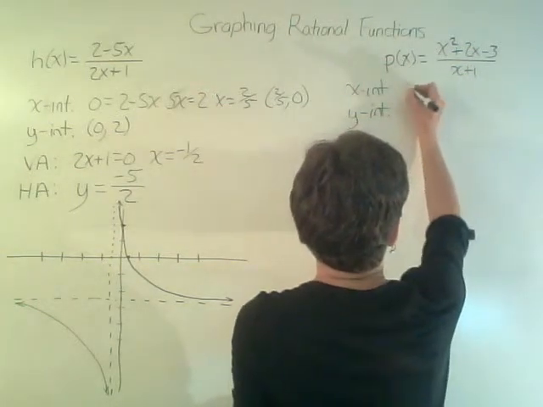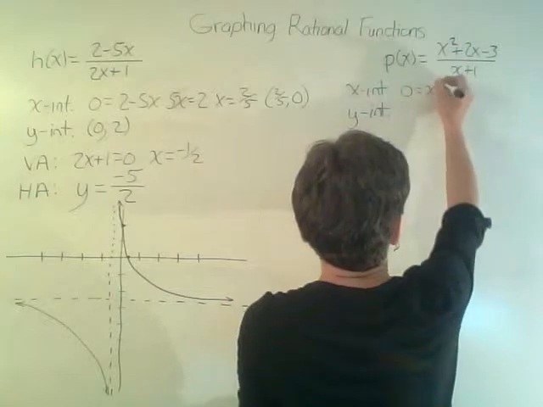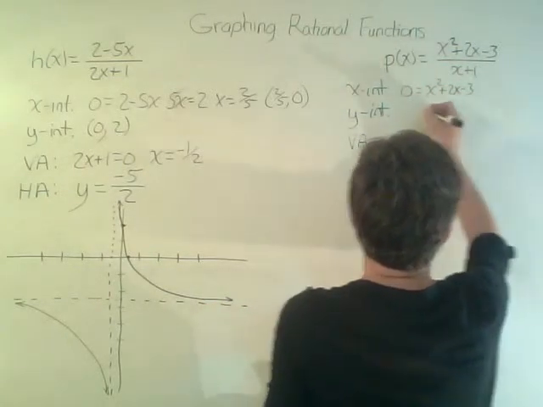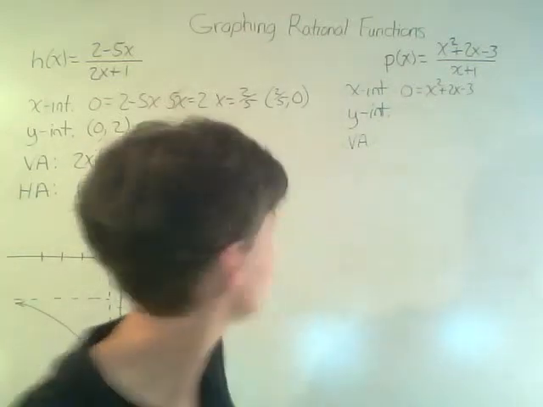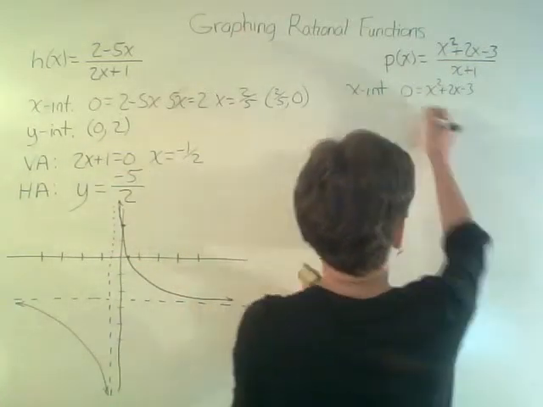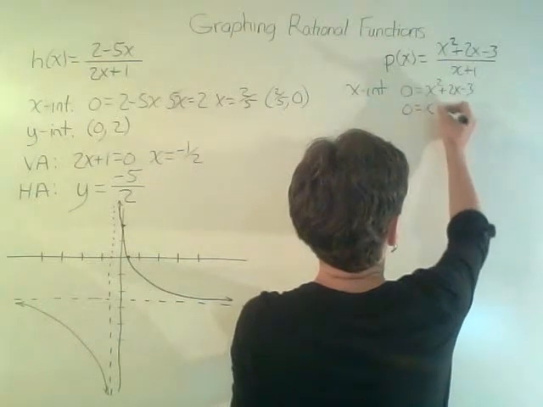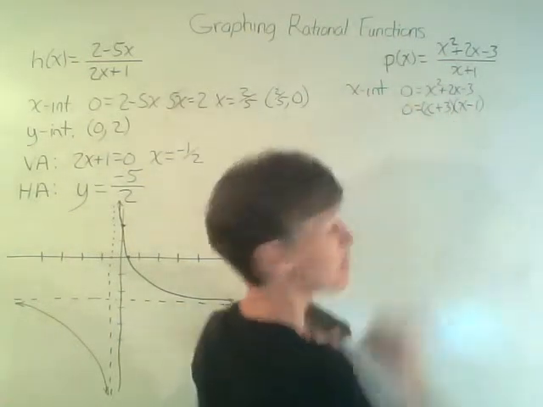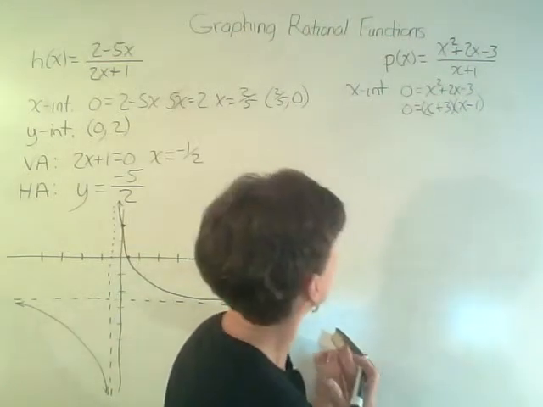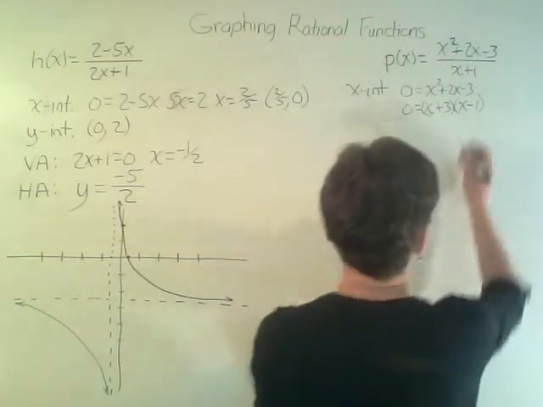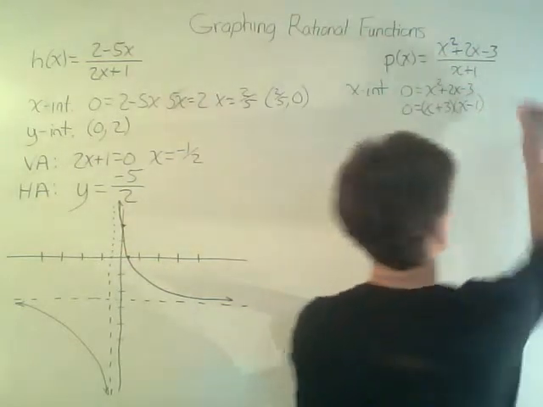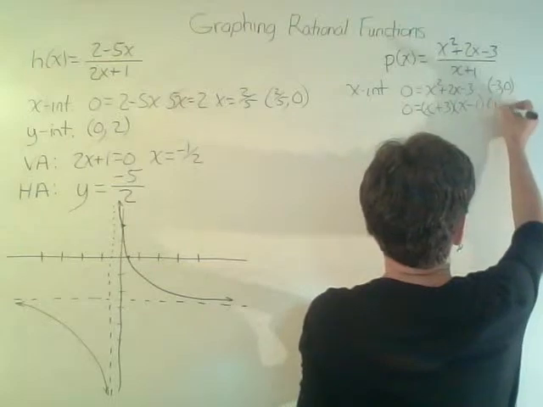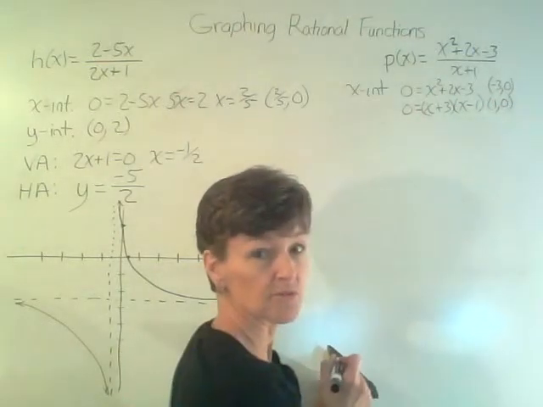So if I factor the numerator, all right, so really I've got that 0 equals x plus 3, x minus 1. So I can see that my two x-intercepts, I've got two of them, and it's negative 3 and 1. So my x-intercepts are negative 3, 0, and 1, 0. I have two of those, okay?